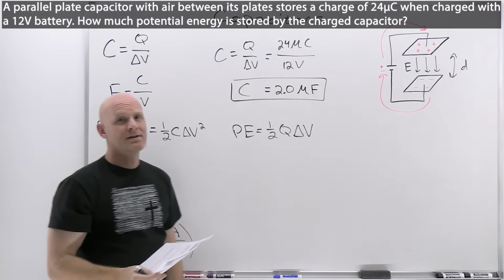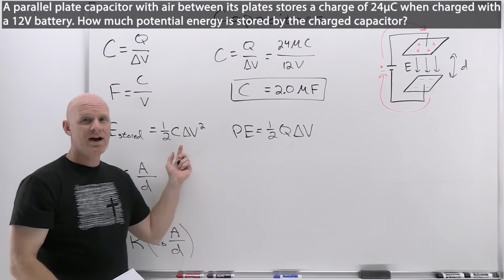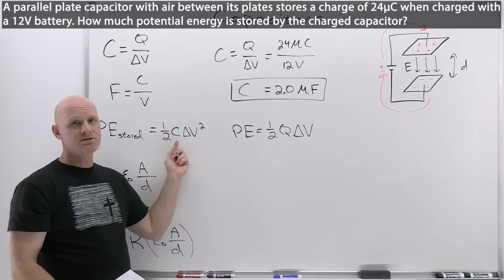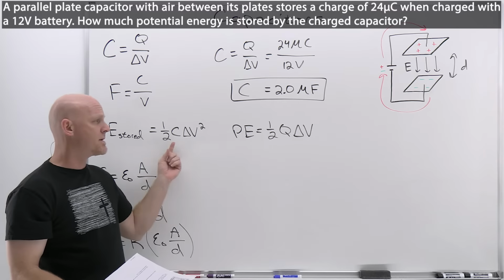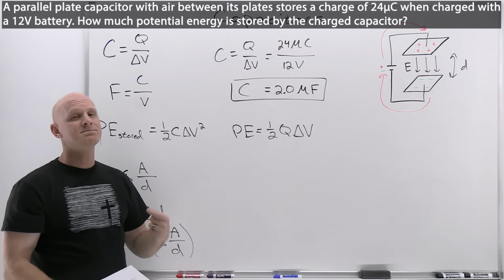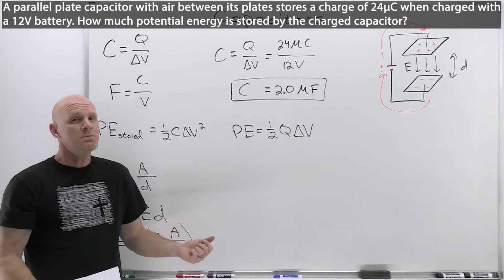Now here's the truth. This is the only one of the three formulas I actually have memorized in my head: 1/2 C delta V squared, because again, it looks a lot like 1/2 mv squared, and it makes it easy for me to remember. But any one of those three is possibly used. And if you're given an equation sheet, you can pick which one you want to use.